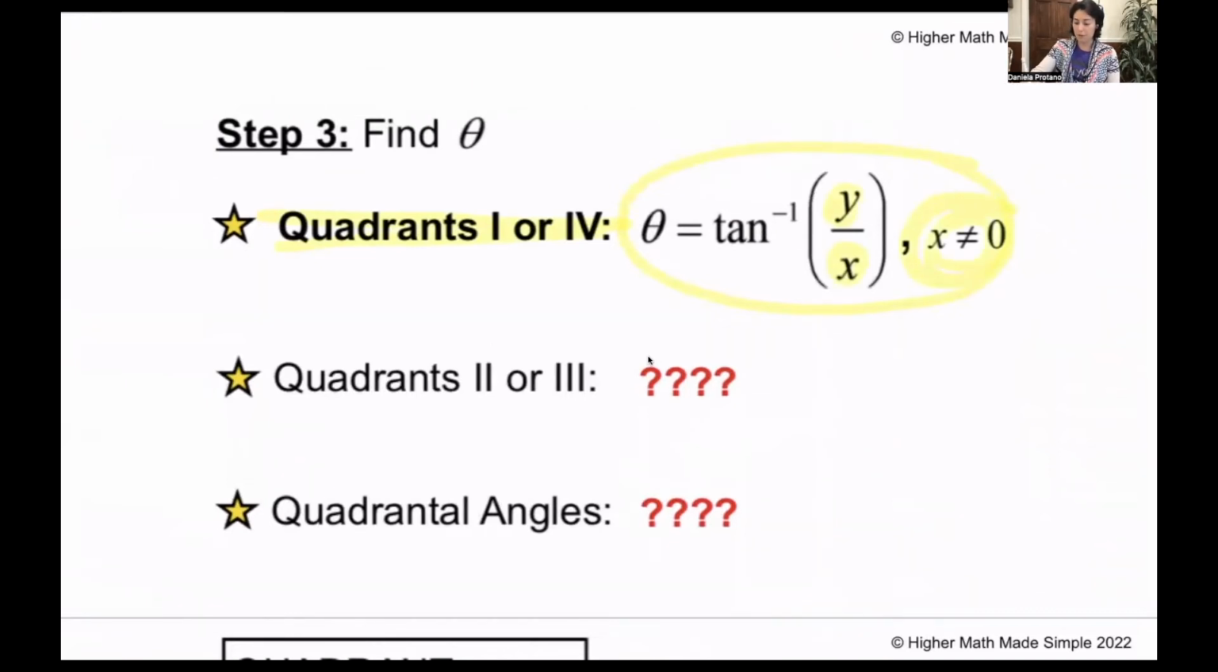This over here just means that the denominator can't be 0 because it's undefined. Okay, so next we're going to take a look at what would be the formula for theta for quadrants 2 and 3. And then we're going to look at, well, what if the rectangular coordinate is actually on the axis? That's called, so what would be the quadrantal angle there?